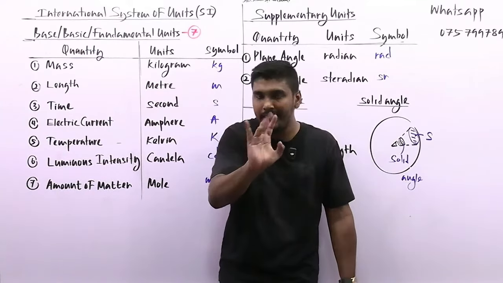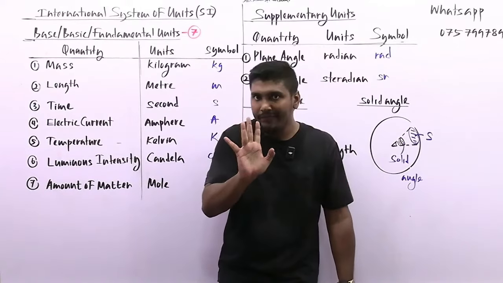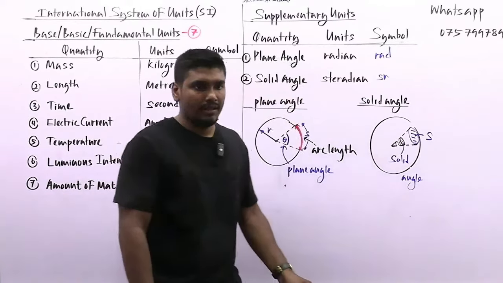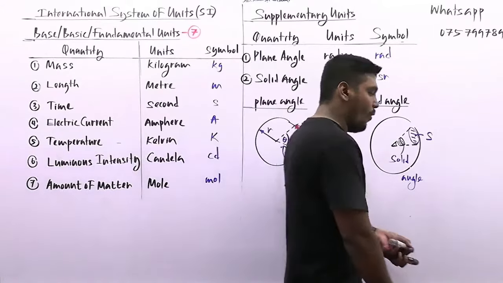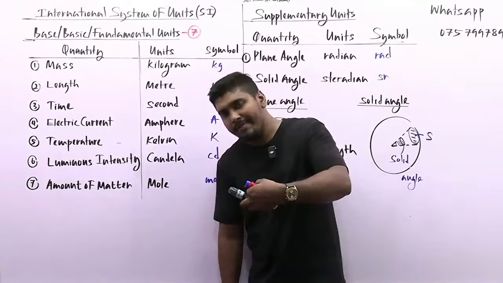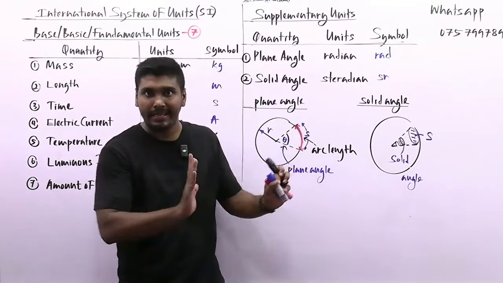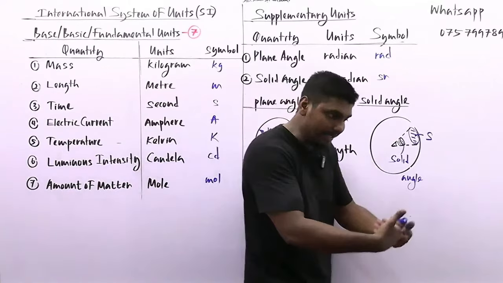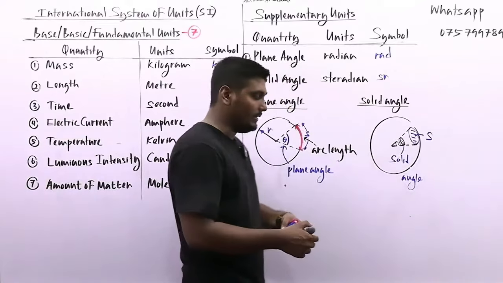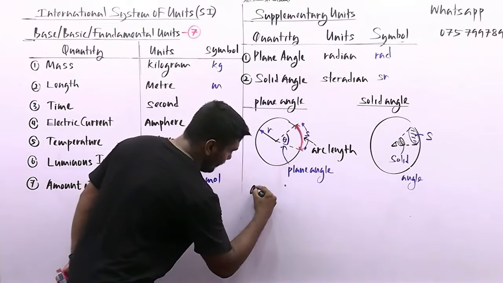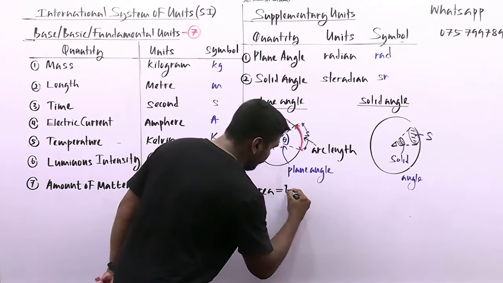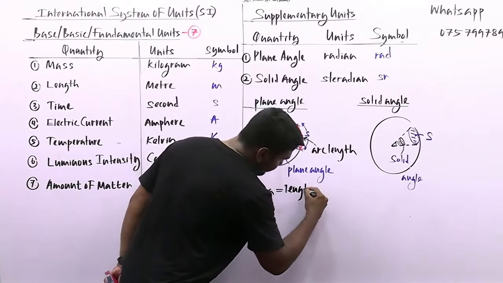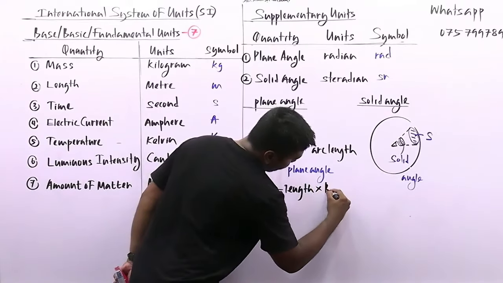For example, let's consider area. If you consider area, what is the equation or definition you can remember about area? Length into breadth is an area. Area means what? We all know this equation. Area is a physical quantity, and the definition, if not the equation, is length into breadth.